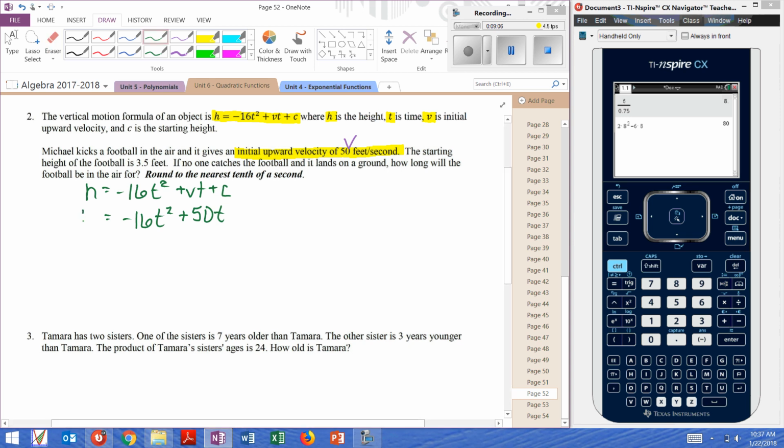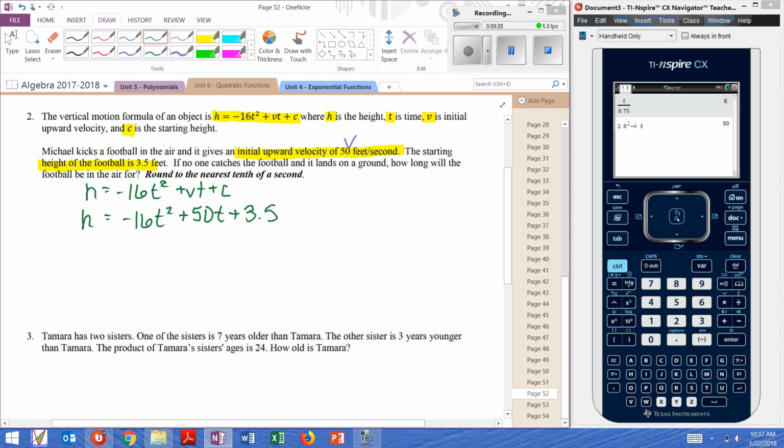We weren't even given an h yet. This 3.5 here, it says the starting height of the football, and you know what? I didn't highlight it up there. That's why I think that I overlooked it. So let's rewind. We weren't given h. We were given the starting height, the y-intercept, to be 3.5.